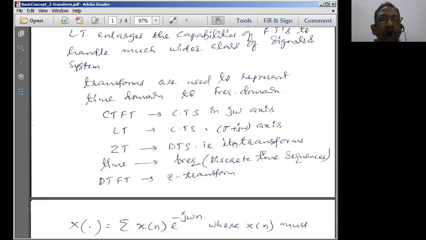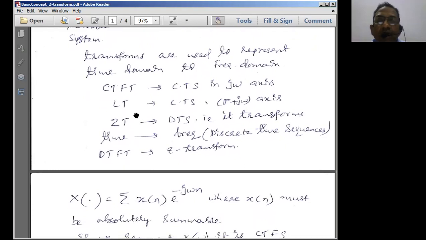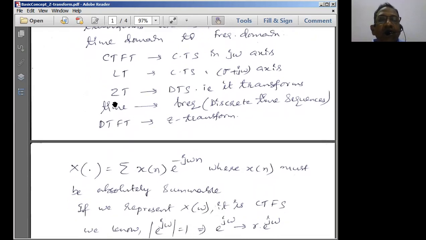So let us have a look at the transforms. Why do we normally use transforms? Transforms are used to represent time domain signals as frequency domain signals. In that process we have discussed continuous time Fourier transforms, which represent the continuous time signals on the j omega axis. And we have seen Laplace transforms also represent continuous time signals, but on a sigma plus j omega axis.